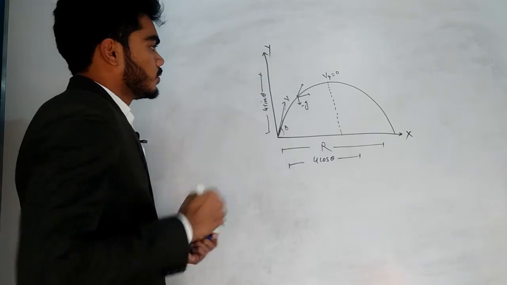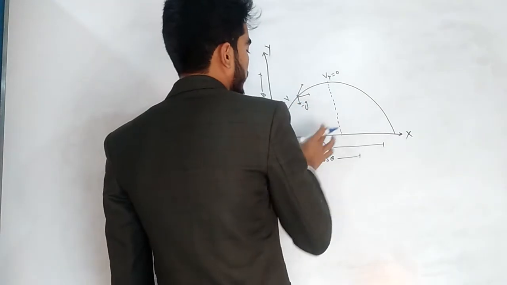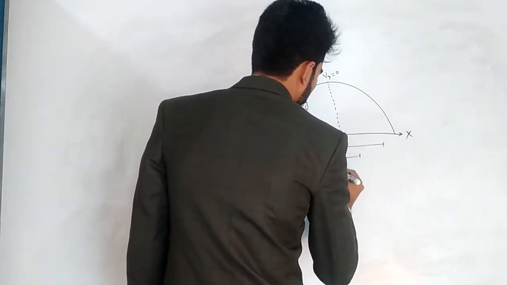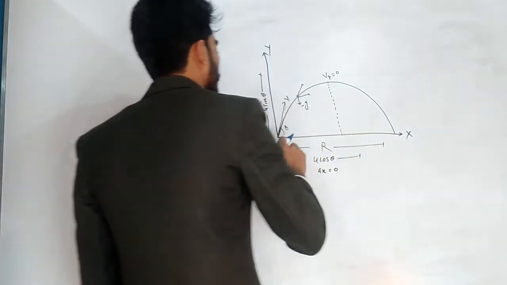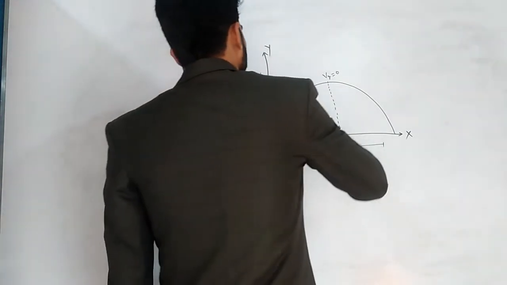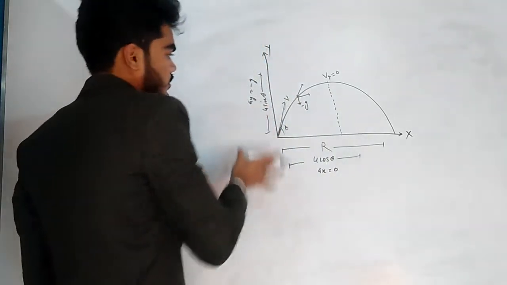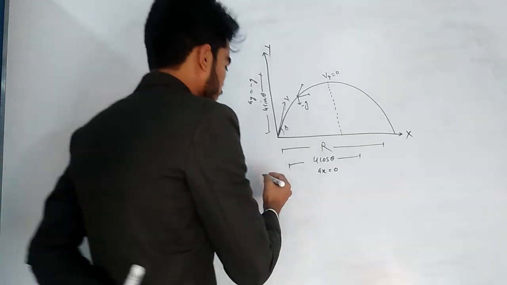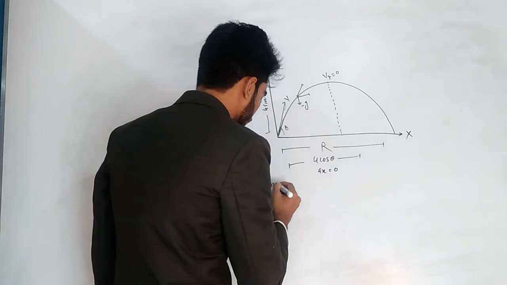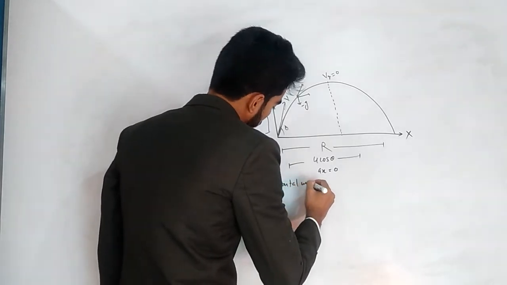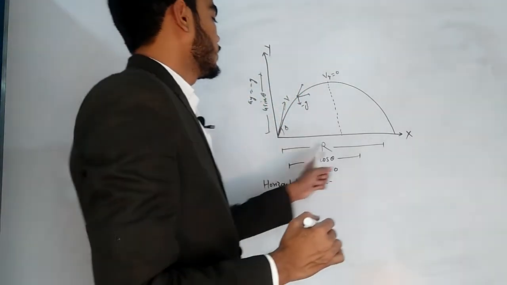First of all, we discuss the horizontal motion. In the horizontal motion, the acceleration ax is equal to 0, so the x component of acceleration is constant and 0, and ay is equal to minus g, the acceleration due to gravity. So in the horizontal motion, we find the horizontal range.